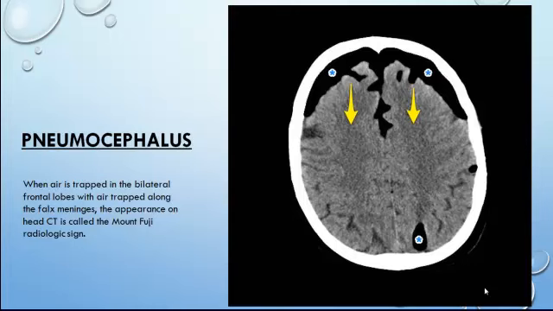Now, this is the image of the pneumocephalus, when air is trapped in the bilateral frontal lobes with air trapped along the falx meninges. The appearance on the head CT is called the Mount Fuji radiological sign.